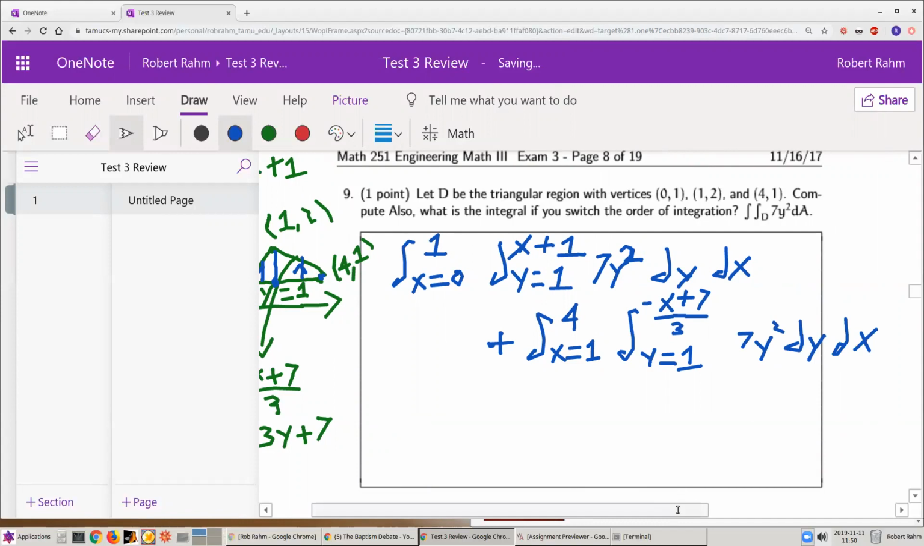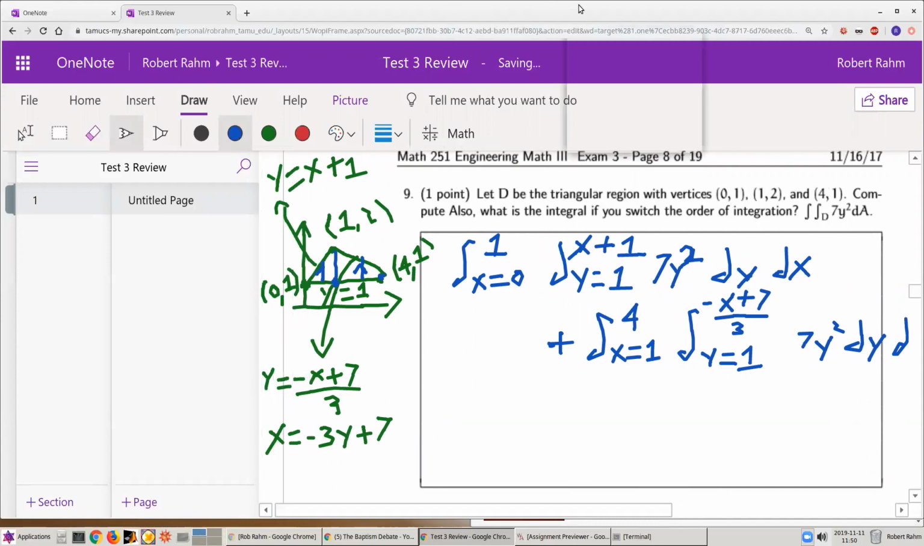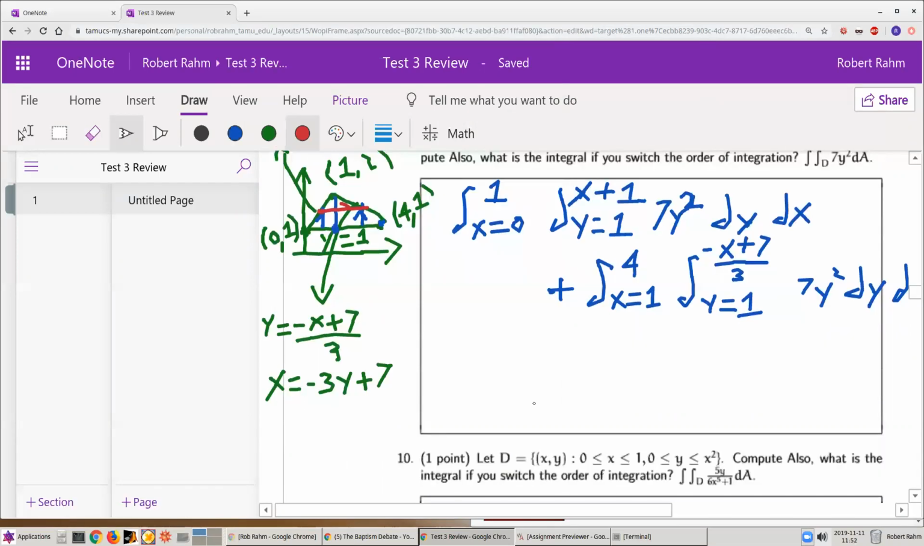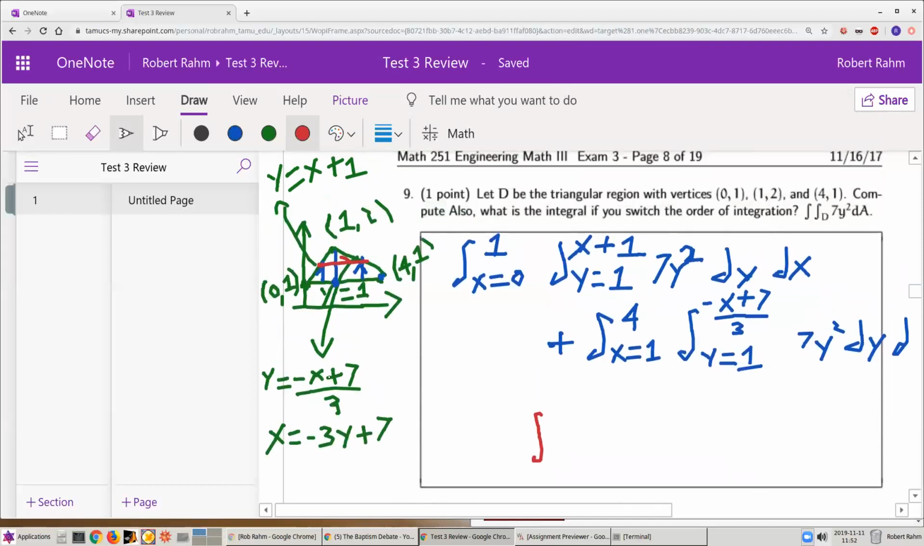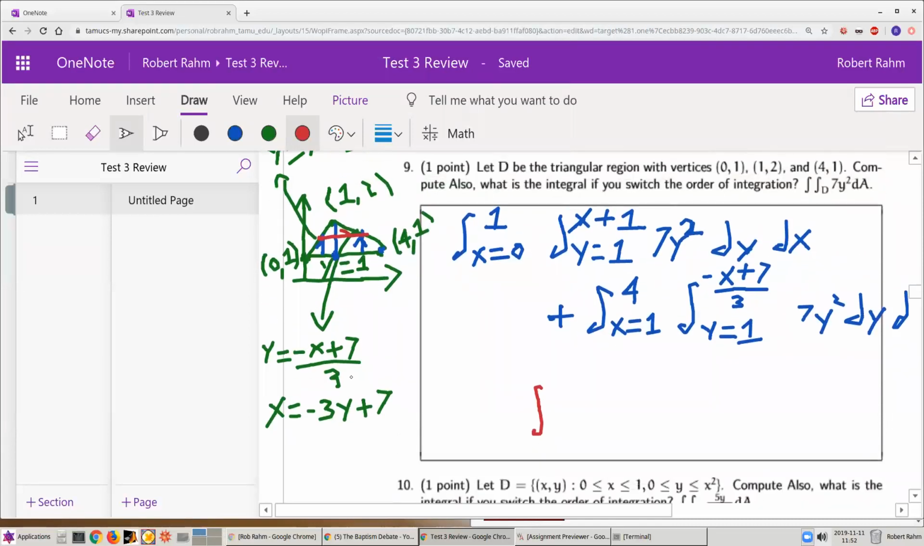Okay, so now we're going to do the x integral on the inside. Okay, now the x integral is better because when we do the x integral, for every fixed value of y, we're going to go from this line, y is equal to x plus 1, to this line, which is y is equal to minus x plus 7 over 3. So no matter what y is, we're going to have the same x bounds. On the inside, it is going to go from the line y equals x plus 1 to the line y is equal to minus x plus 7 over 3.